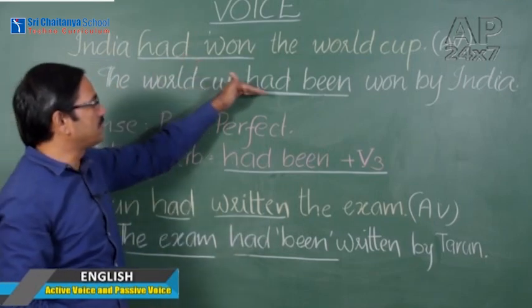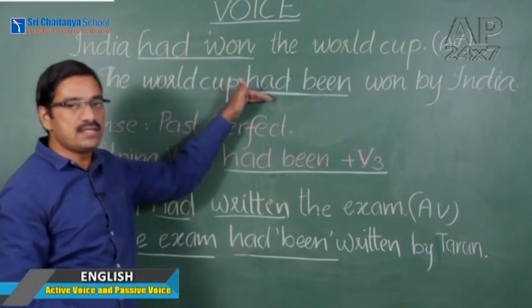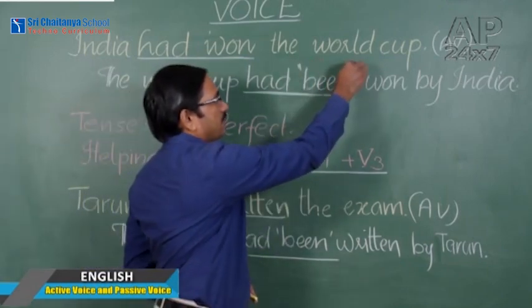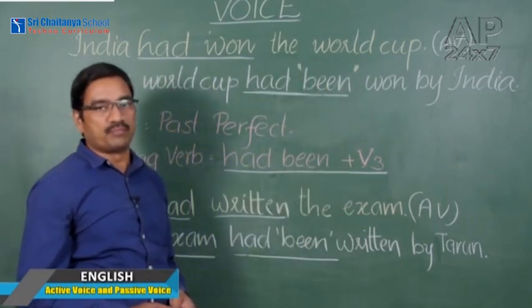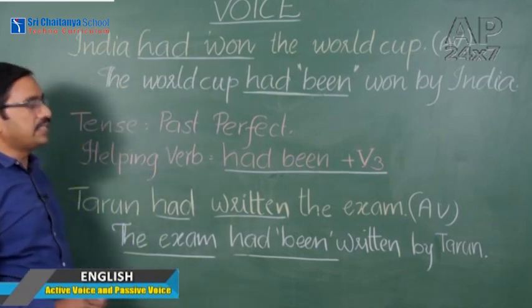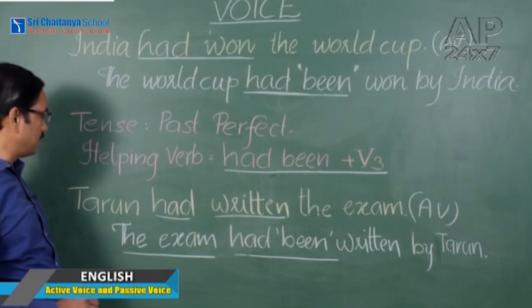Changing it into passive form, the World Cup had been won by India. So we have introduced been here. That shows it is a passive form of the perfect tense here. So World Cup had been won by India. Let's see another example here.